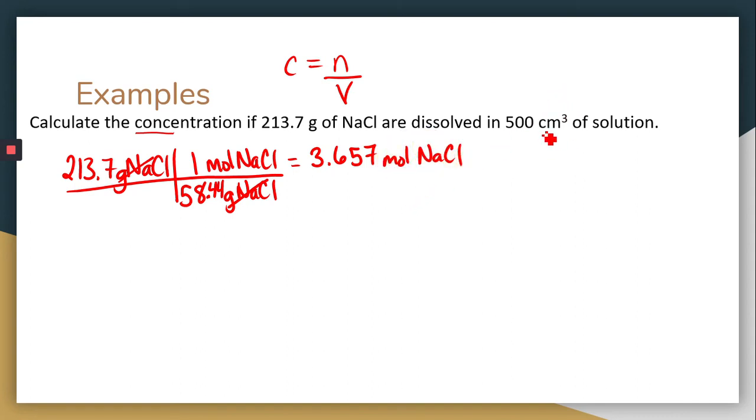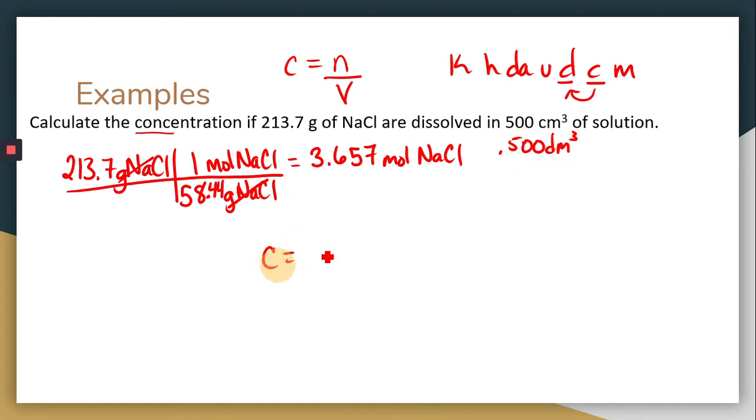Then we need to convert centimeters cubed to decimeters cubed. So remember, King Henry died unusually drinking chocolate milk. You're going from centimeters to decimeters, so that's one place to the left. However, it's cubed, so you're going to want to move that 3 times. So 500 centimeters cubed is 0.500 decimeters cubed. So to find our concentration, we're going to take our moles and we're going to divide it by decimeters cubed.